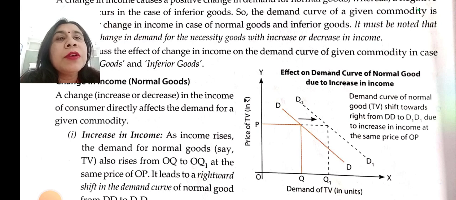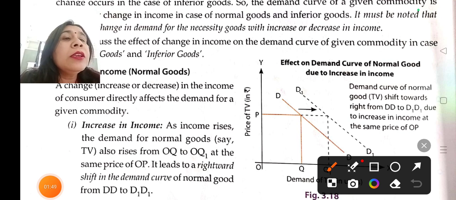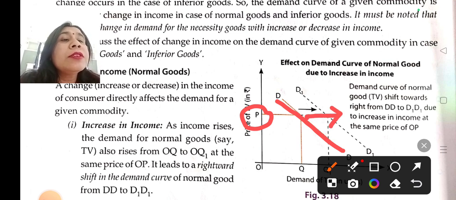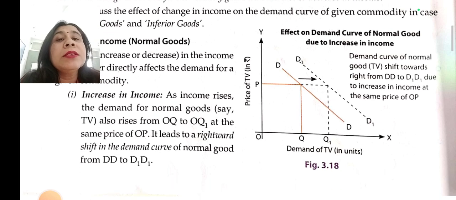In case the income of a consumer changes, you can see on your screen. Look at the graph now. The income of a consumer changes, but the price doesn't change. This is the price, and it's not changing at all. Even at the same price, when the demand curve is downward sloping and the income of a consumer increases, demand shifts rightwards. So the new demand curve is D1D1. This shows that in the case of a normal good, the consumer will demand more of a commodity even at the same price. This is an increase in income.